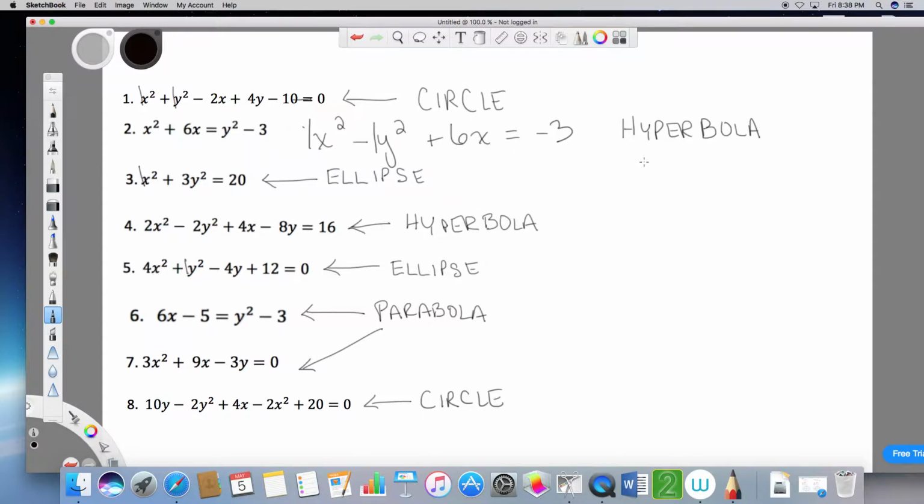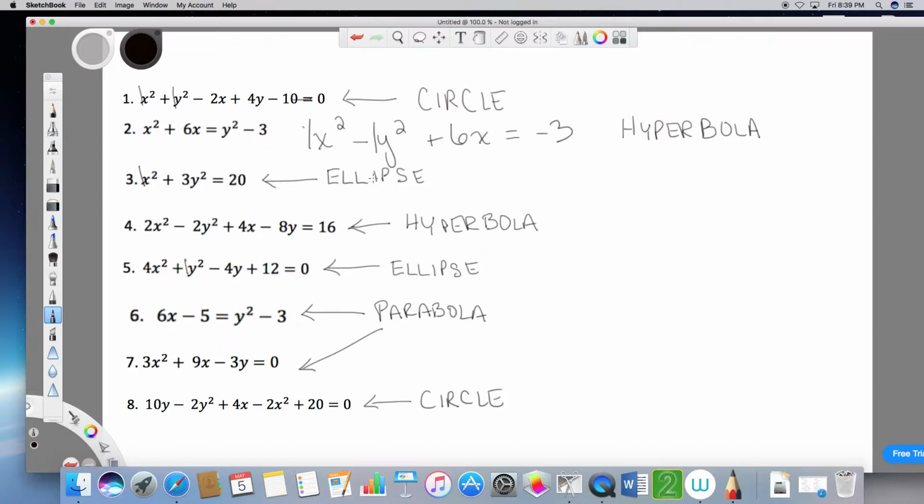When I look at the hyperbola, the coefficients in front of the x squared and the y squared are opposite in sign. Here we had a positive in front of x squared and a negative in front of y squared. Those are opposite in sign. That's a hyperbola. Here in number 4, we had a positive in front of x squared and negative in front of y squared. When the sign is opposite of each other, then it's a hyperbola.